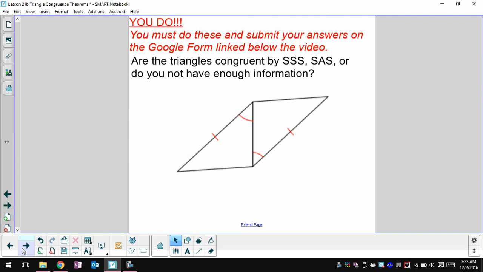So I've got one U-do for you to do, same as the previous 4 questions. Make sure you send me your answer on the Google form, and we'll do some practice in class.